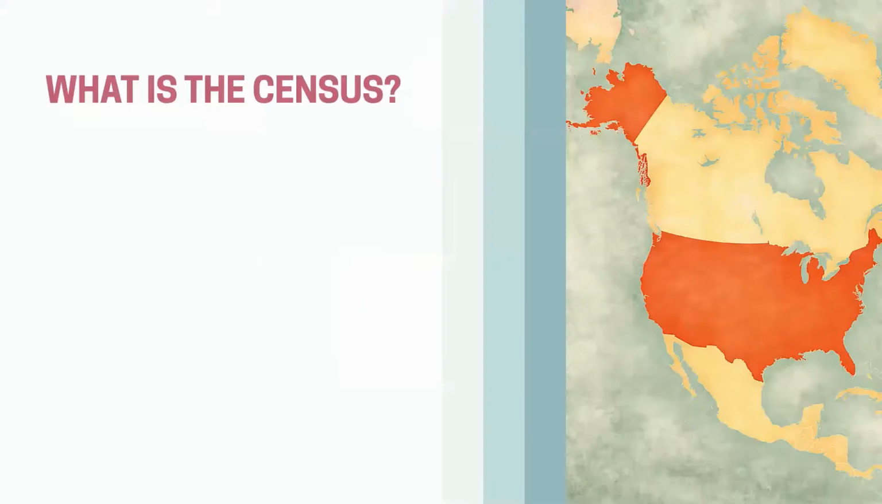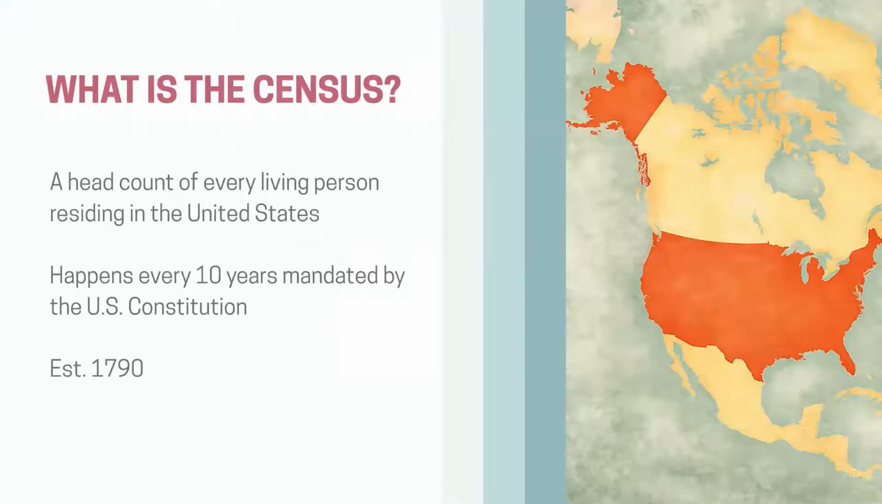So the census is a head count of every living person residing in the United States. It happens every 10 years, mandated by the US Constitution. It was established in 1790. So this has been going on every 10 years for 230 years now.